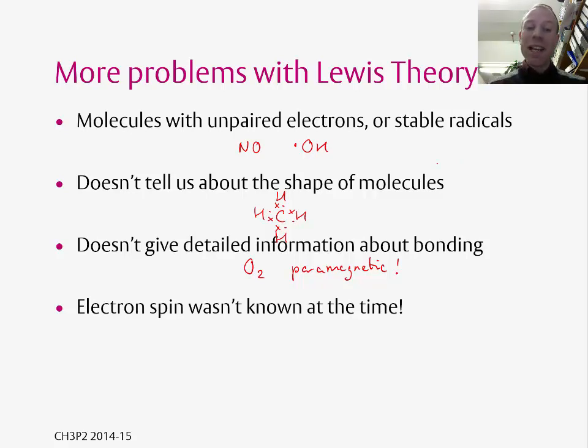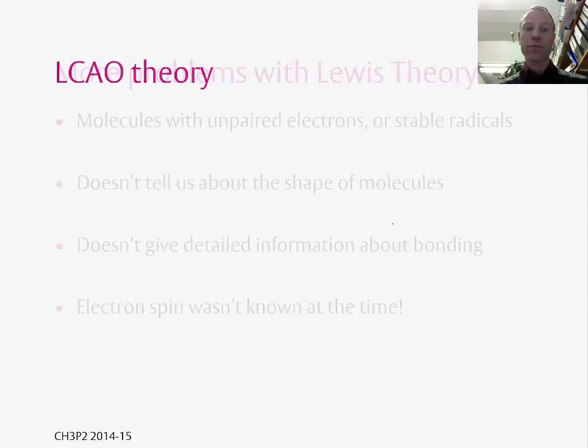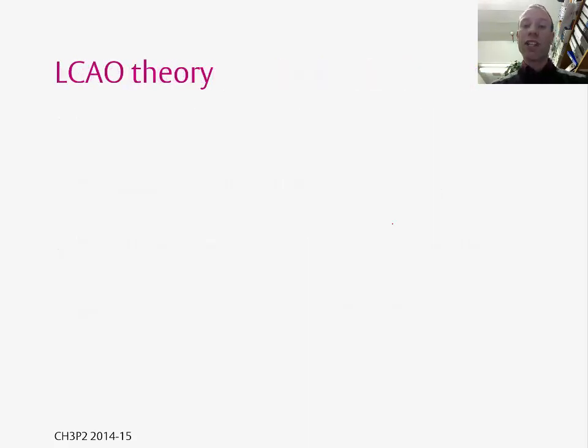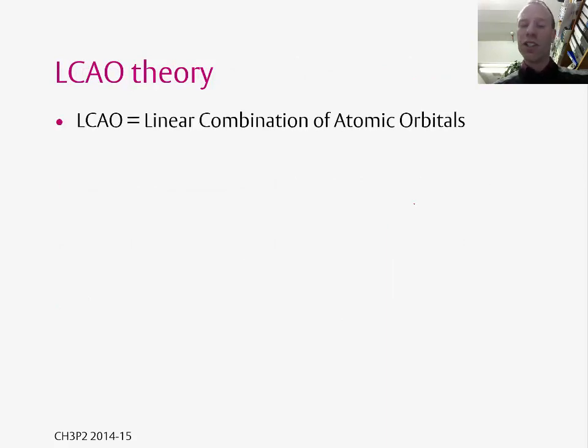Finally, electron spin, the thing which actually pairs electrons together, wasn't even known at the time. So it was really developed as an empirical theory to explain things. But with the appearance of quantum mechanics, we can actually understand bonding more accurately, and that's what we're going to go on and look at now. In particular, we're going to look at LCAO, or linear combination of atomic orbital theory.